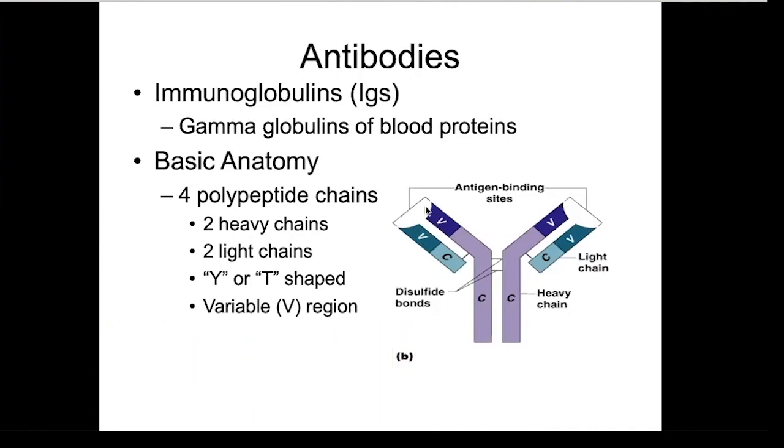So that's going to be unique and different for each type of B cell, and it will be for the antigen. And then you're going to have a constant region. And these constant regions are shared by all antibodies that belong to one class. There are 5 different classes of antibodies.